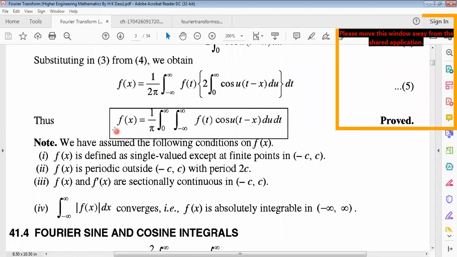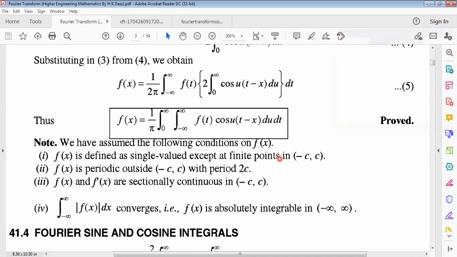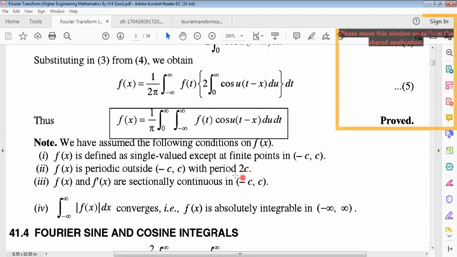Now we have to remember this. This is a formula for using the Fourier integral theorem. Okay, this is the statement. We have assumed the following conditions on f of x: defined and single valued except at a finite number of points in minus c to plus c. F of x is periodic outside minus c to c with the period what? Twice c, because the interval is minus c to plus c, so the total period is twice c.